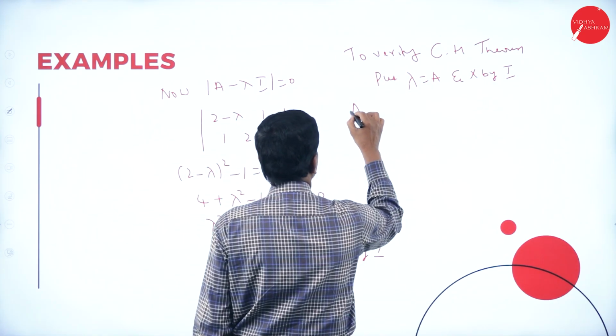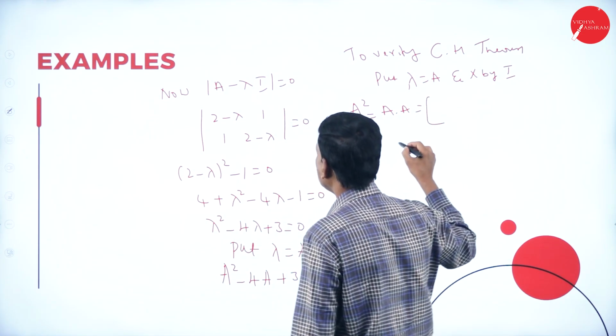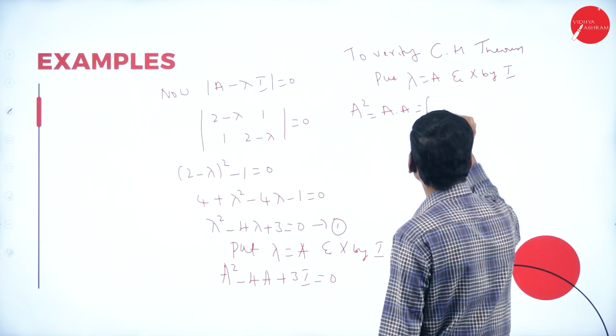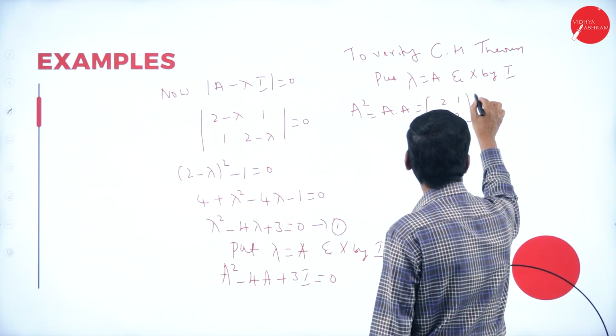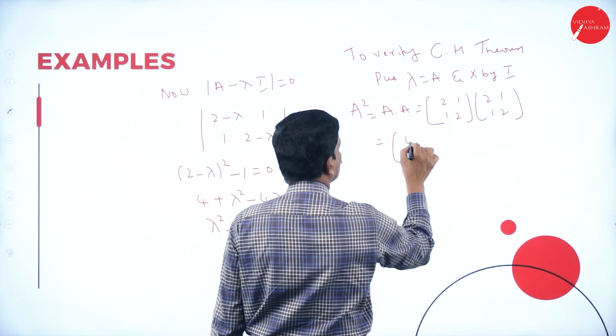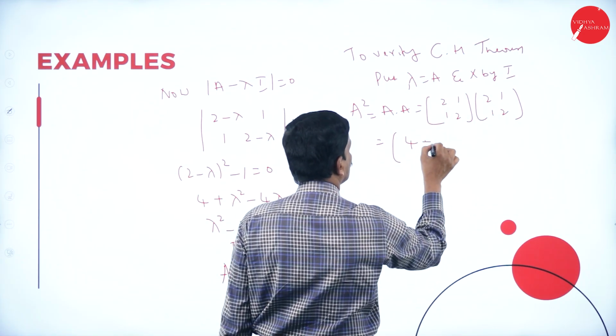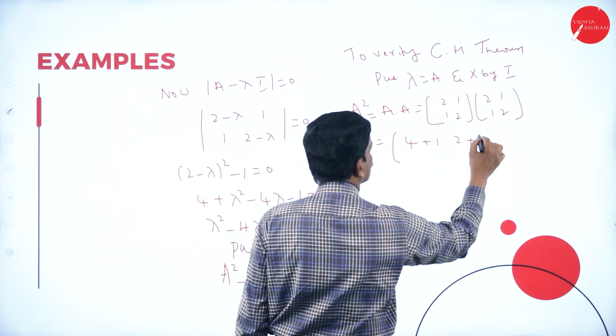Now just find out A square. What is A square? A into A, matrix A into A. A is nothing but the given matrix 2, 1, 1, 2, again 2, 1, 1, 2. Simplify this. 2 2s are 4, again 2 into first row, first column, 2 2s are 4, 1 1s are 1, again 2 1s are 2 plus 1 2s are 2.